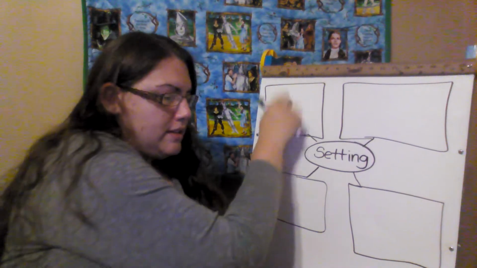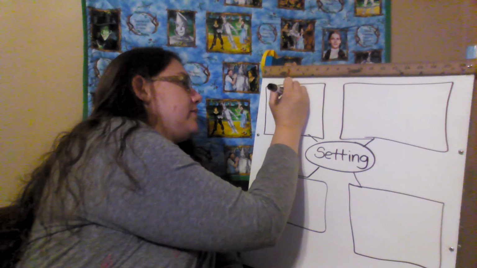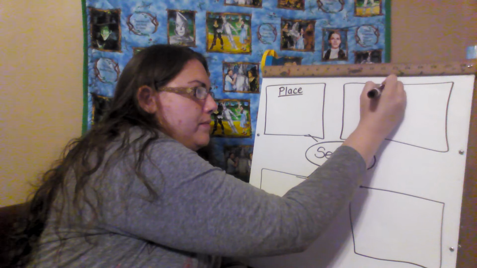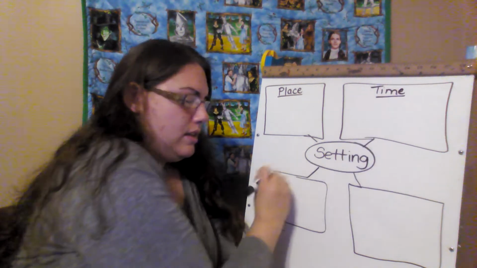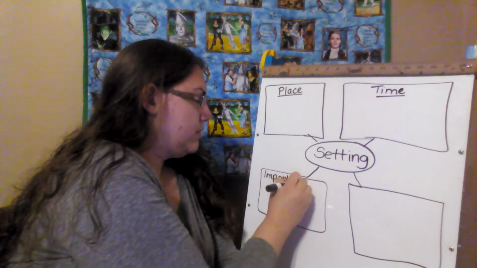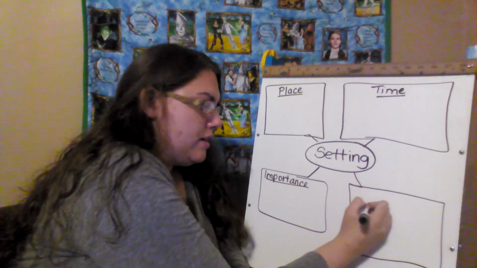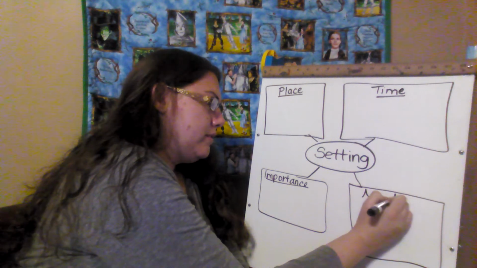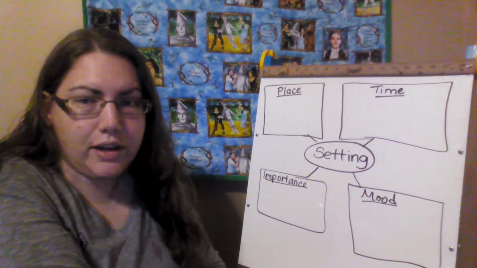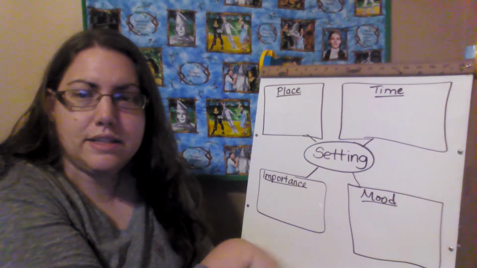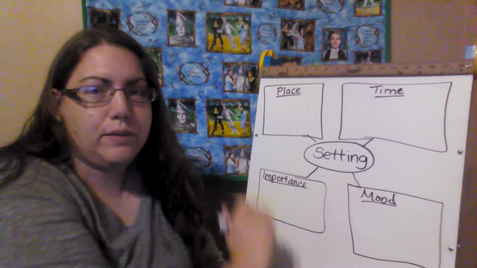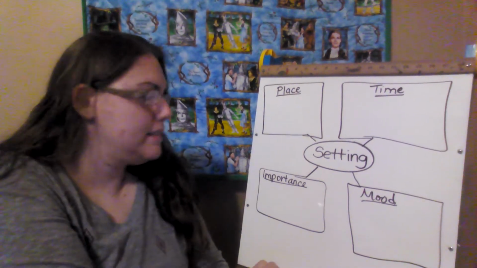Okay, in the first box, this is going to be the place. The second box is the time. The third box is the importance. And the fourth box is the mood. So if you'll get your notebook, you can pause the video, that way you have time to create this in your notebook. And then once you're done, you can unpause it, and we'll start up here with place.